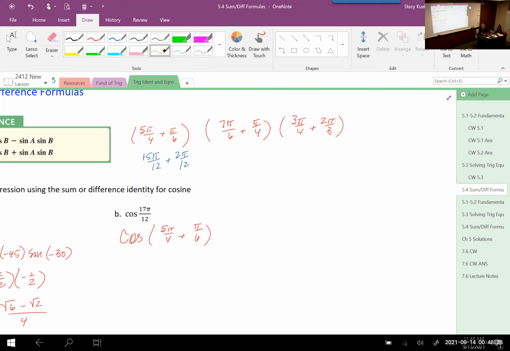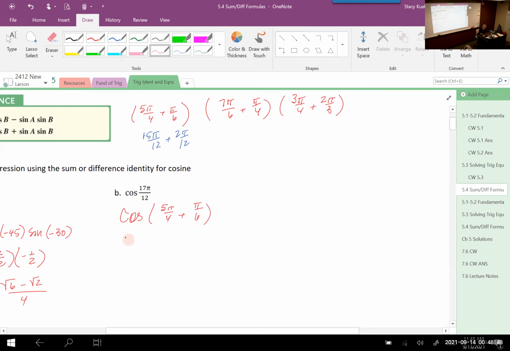Okay. So the hardest part of this problem is figuring out what two numbers add together to give me 17 pi over 12. Now, could you have gone separately and maybe come up with numbers that subtracted to give you 17 pi over 12? Sure, you can do that too. So there are multiple different ways for us to get a solution here. But now let's move forward.